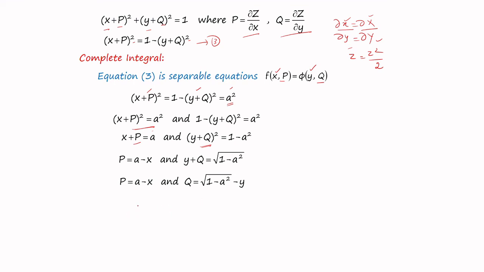And then, after finding the p and q values, you have to use dz is equal to p dx plus q dy. Use this formula only. We have to find the values of p and q and substitute them here. So dz is equal to, p value is a minus x, dx, plus q value is root of 1 minus a squared minus y, into dy. Now you have to integrate this term. So integral dz is equal to integral of a minus x dx plus integral of root of 1 minus a squared minus y into dy. You have to integrate this.